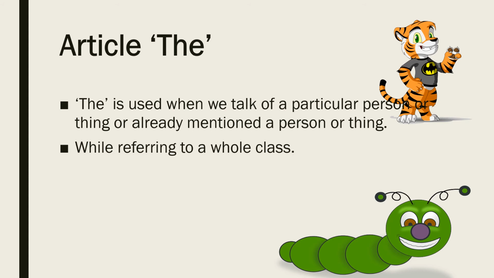While referring to a whole class, the article is also used when we are talking about one complete class. Now class does not mean the students who are studying in a class. This class means a particular community or group. Like for example, if I say the rich, so the rich means all the rich.